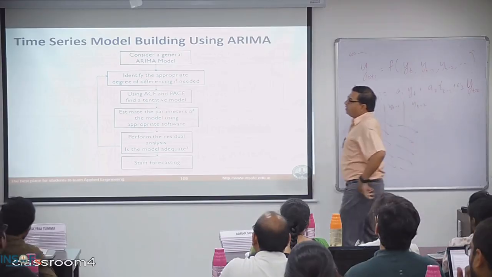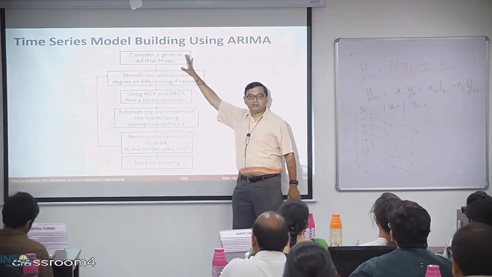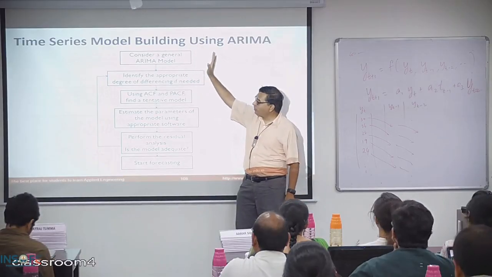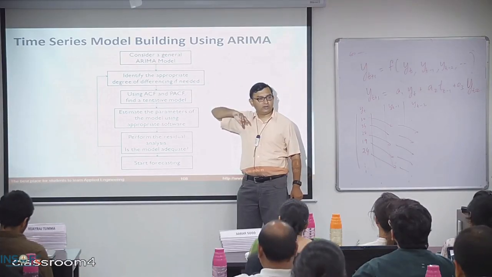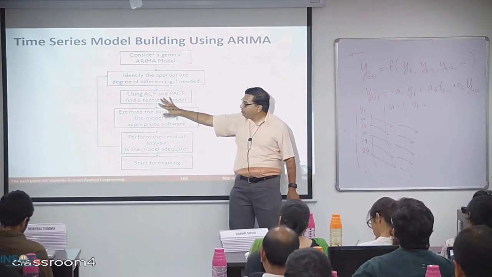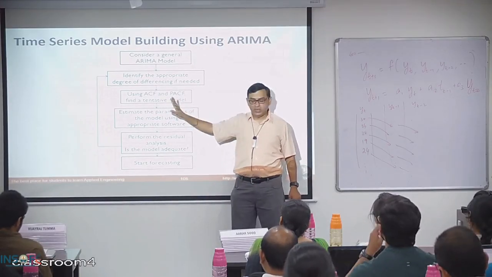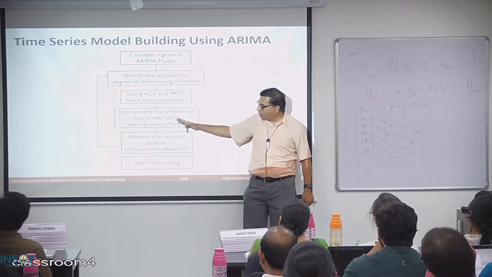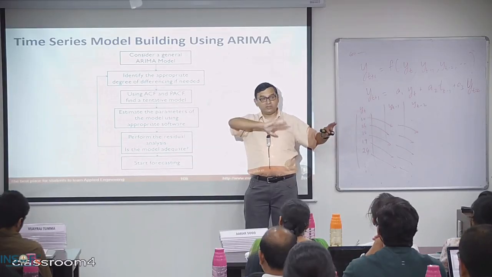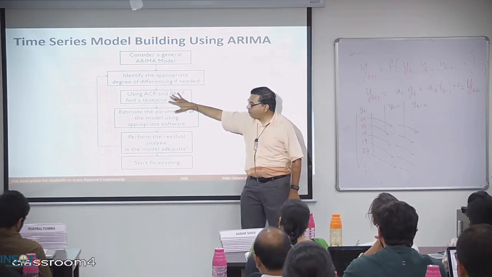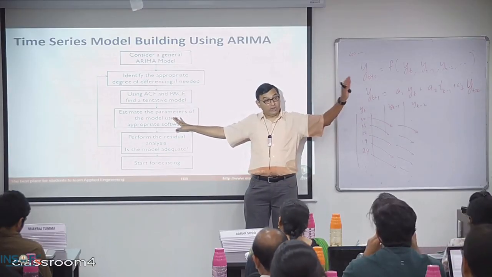So, the time series model building general principles. Consider the general model of ARIMA. You need to identify the appropriate degree of differencing you need to do to make the series stationary or not. Using ACF and PACF, you typically find the number of parameters that you need. And you would estimate the parameters using a regression-like fit. Previously, in the old world, you would identify the number of parameters needed and use a regression-like fit to identify the value of those parameters.